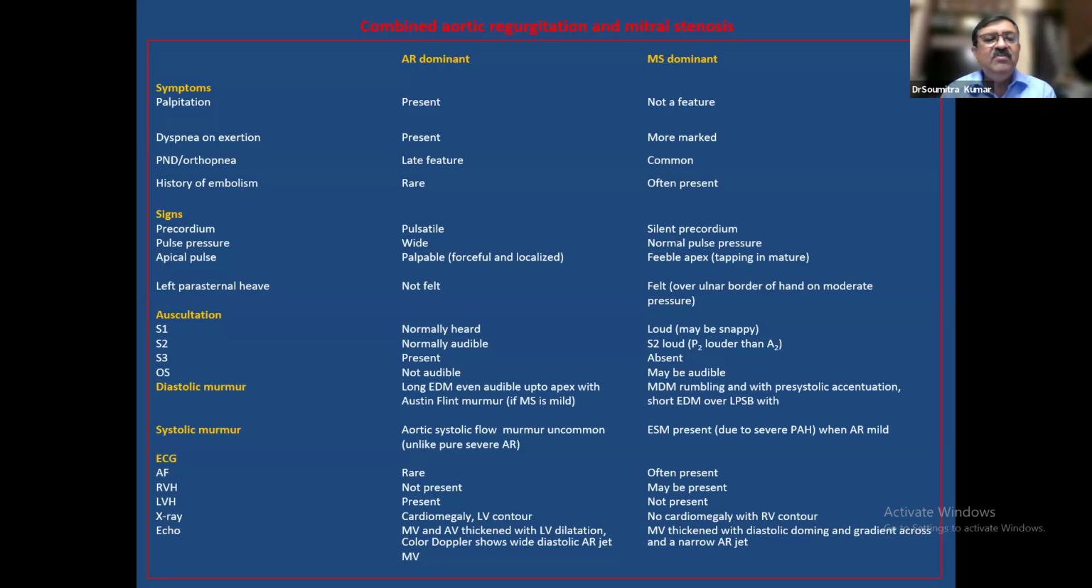Precordium in MS, we find a silent precordium. With AR, we have a pulsatile one. And of course, pulse pressure and the peripheral signs are the hallmark of AR. S1 normal and S2 normal in AR, but with MS, we have a loud S1 and loud S2, particularly loud P2. S3 with AR dominant with mild MS can be there, but it is absent in MS, of course.